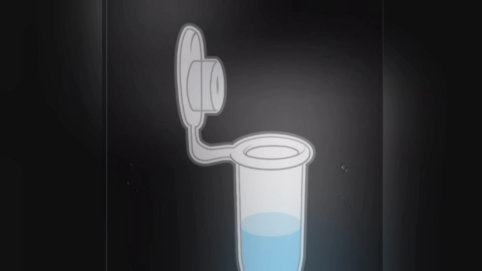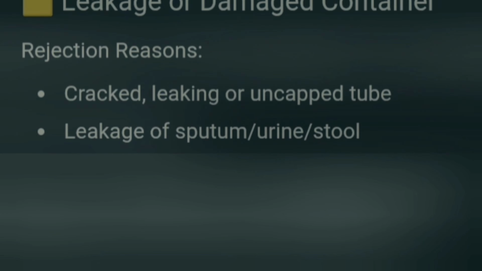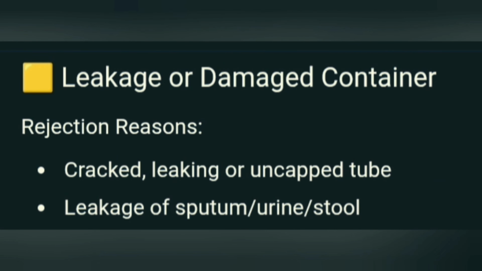Moving to the next criteria, leakage or damaged container. Samples received in cracked tubes is an example. Leaked sputum or urine samples should be rejected because they can give way to contamination. If it leaks, it speaks, reject it.